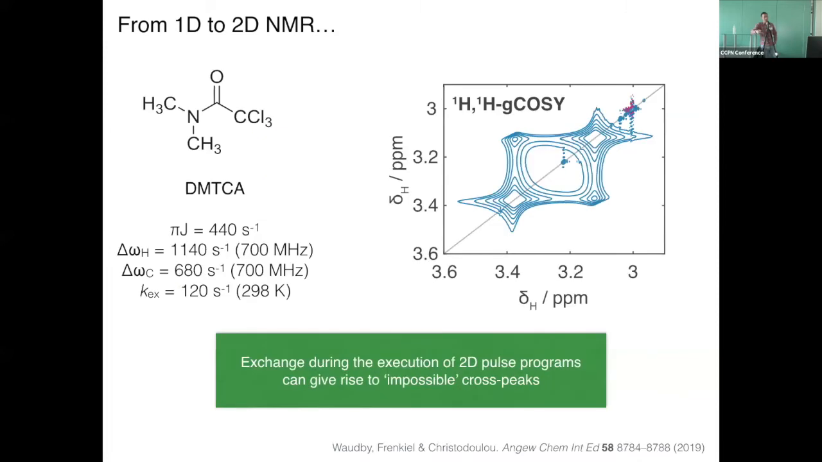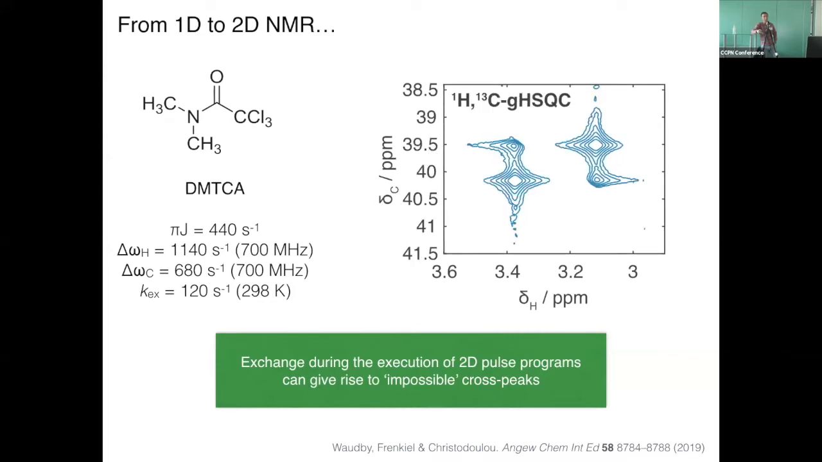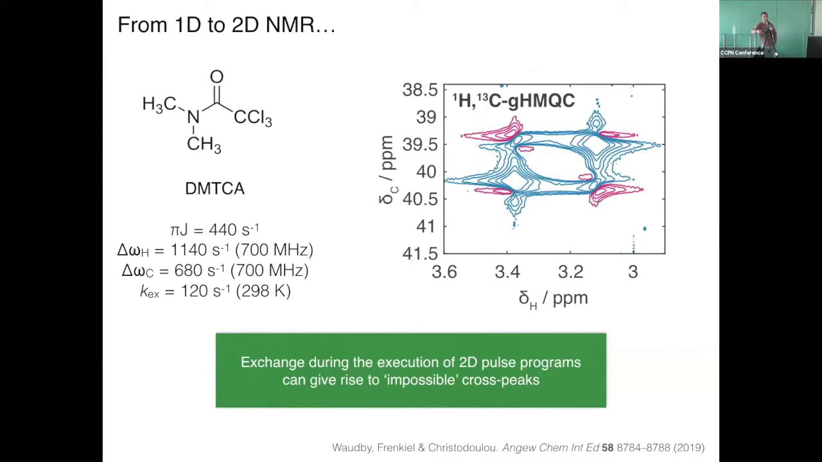But also, exchange during 2D pulse sequences can give rise to what appears to be impossible cross peaks through the exchange of transverse magnetization in very simple experiments like COSY, but also in HSQCs and HMQCs. And we had a fun paper a year or so ago in collaboration with Tom Frankel at the Crick, where we looked into the origin of these. So I won't discuss it now, but it's for the NMR aficionados, it's quite a fun little problem to look at.